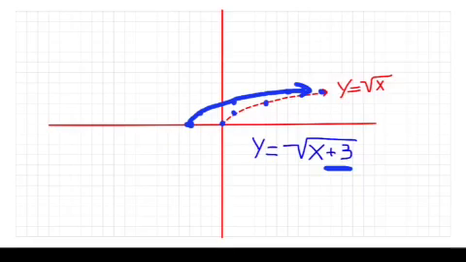So those are transformations that happen. They're called translations. They move right and left, and they're simply adding or subtracting numbers in different places of the equation or the function.